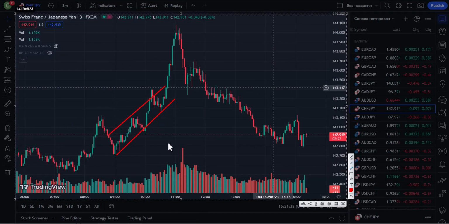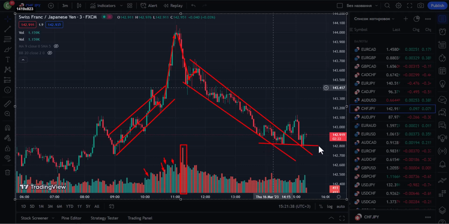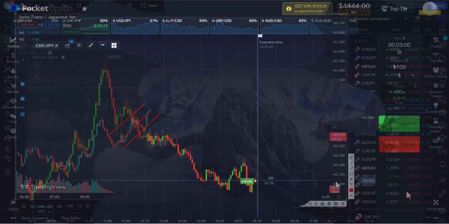We are currently observing a mild bullish trend in this pair, which has now gained momentum due to increased buying volumes, after changing the downtrend with a flat. We are working inside this flat for the reversal from the level and growth. Let's get back to the broker.